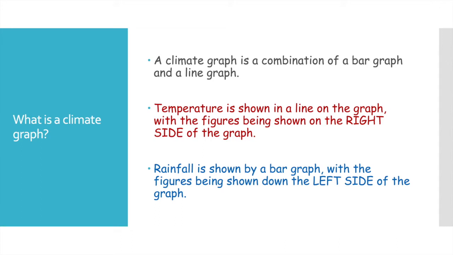Temperature is shown on the right-hand side of the graph in red, and rainfall is shown by a bar graph on the left-hand side. So a line graph on the right-hand side in red is for temperature, and rainfall on the left-hand side is a bar graph, and it is blue.